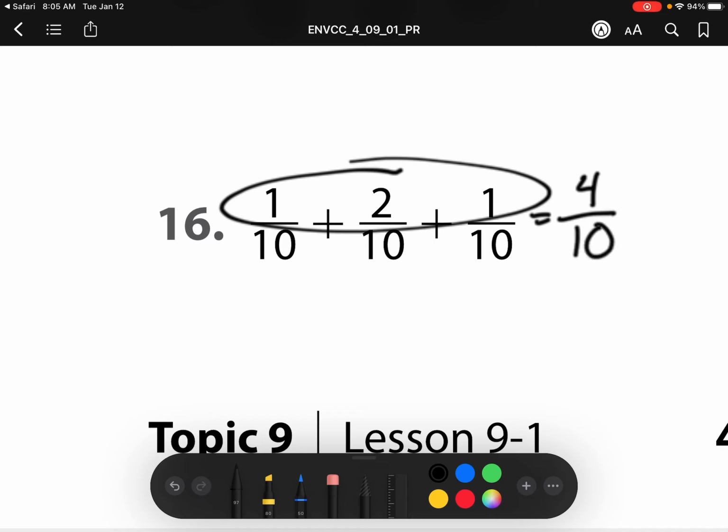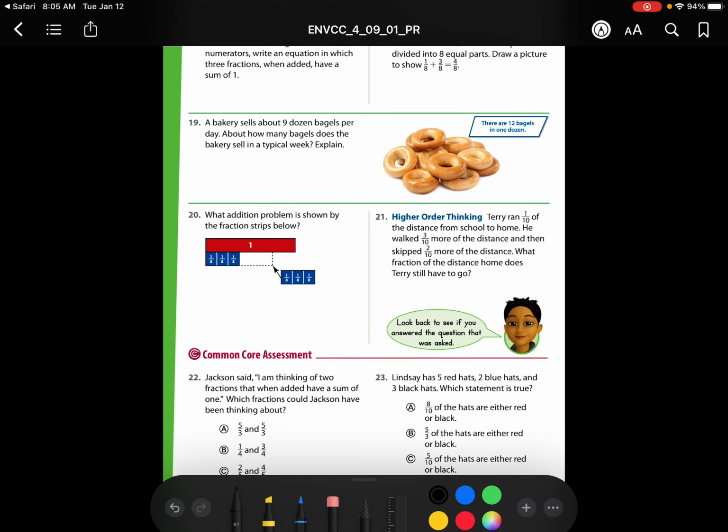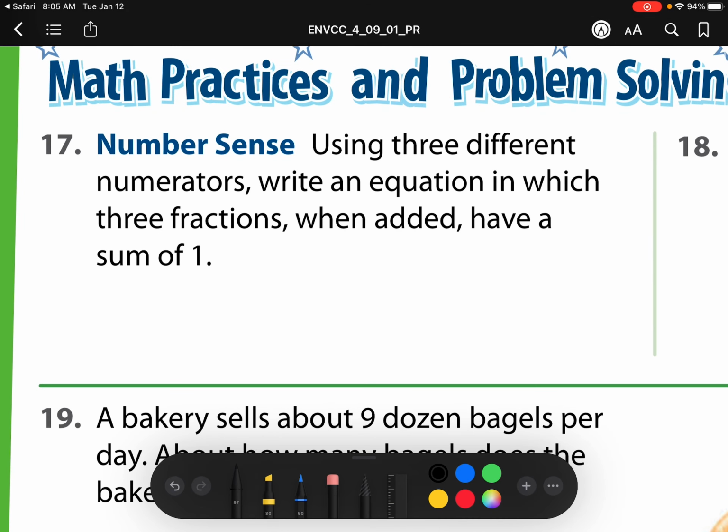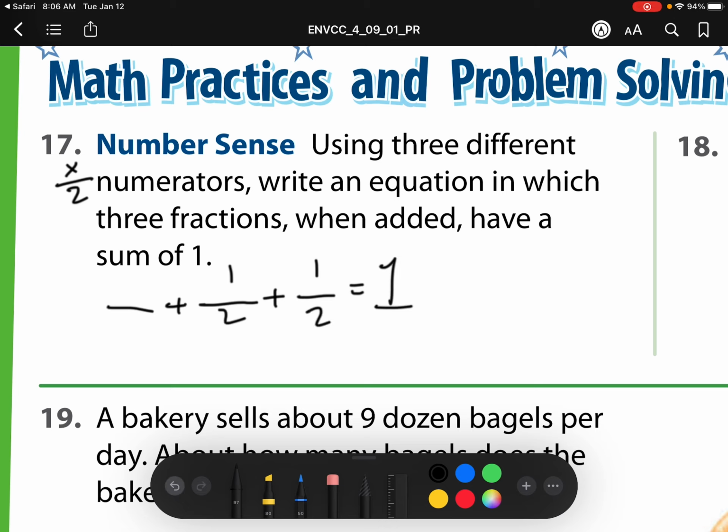So now let's head to our next page, those word problem ones. Number 17, using 3 different numerators. So remember, numerators are the top numbers. Write an equation in which 3 fractions, when added, have a sum of 1. Well, here it's telling us we need 3 fractions, and it's going to have the sum of 1. So what could that be? Well, we could do 1/2 and 1/2, but our problem here is that's not 3 fractions. That's only 2. So what else could we do?